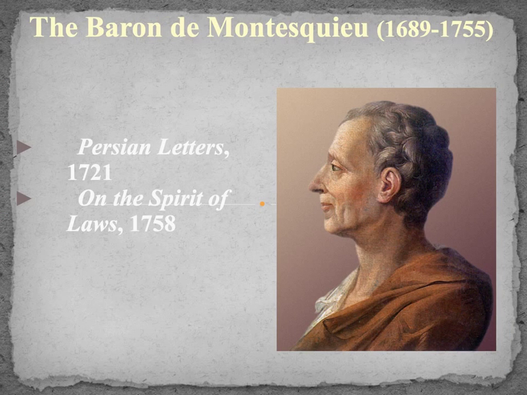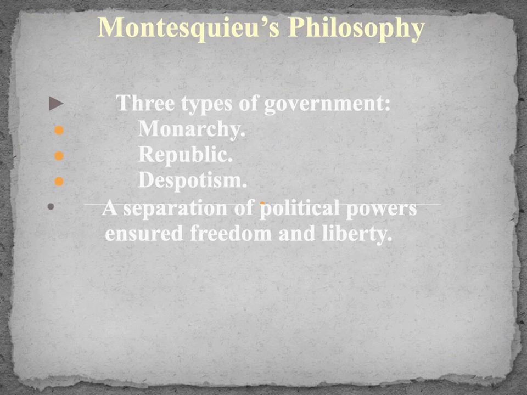Our next major philosopher that you need to know is a man by the name of Baron de Montesquieu. And the work that you need to get is this one right here, On the Spirit of the Laws of 1758. Montesquieu's philosophy was that there's basically three types of government. There's a monarchy, a republic, and there's despotism. And he says in order for freedom and liberty to be ensured in a government, you need to have a separation of political powers. And this should sound somewhat familiar because that's the kind of government that we have today.